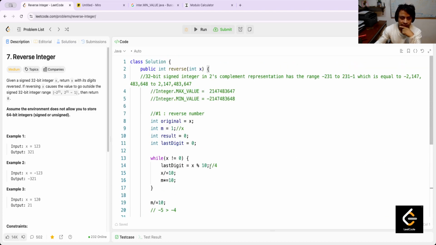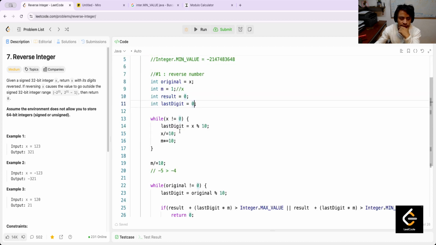A double check. Original is x, m is equal to 1, result is equal to 0, last digit 0, x value is 36, digit.